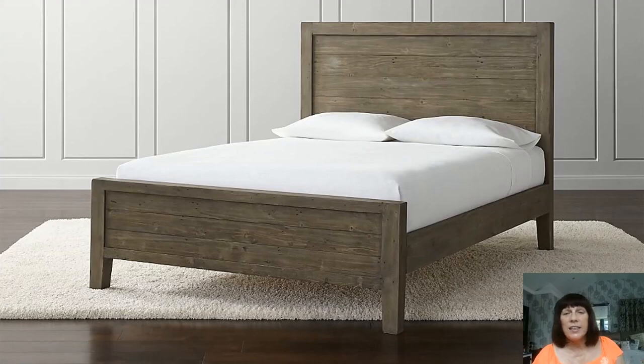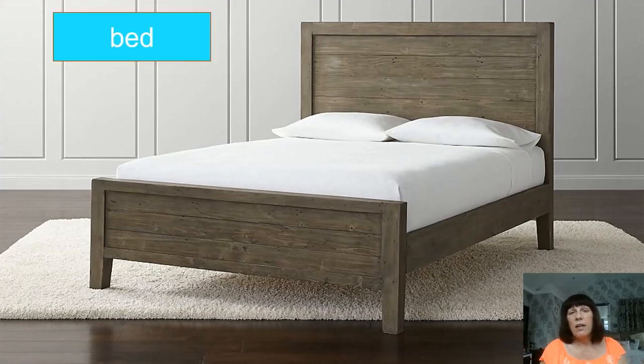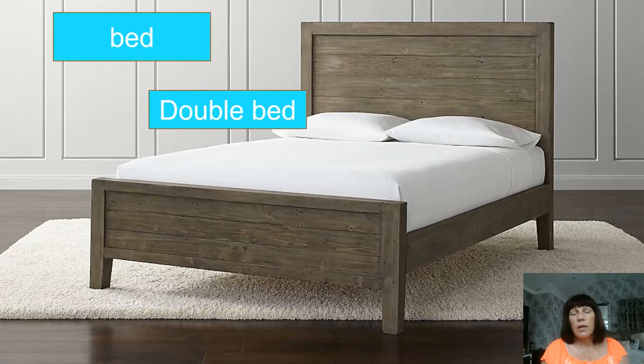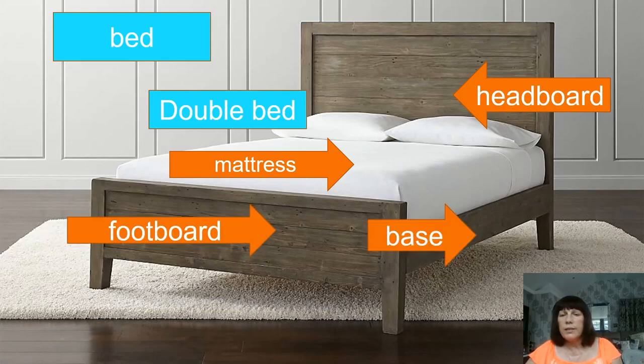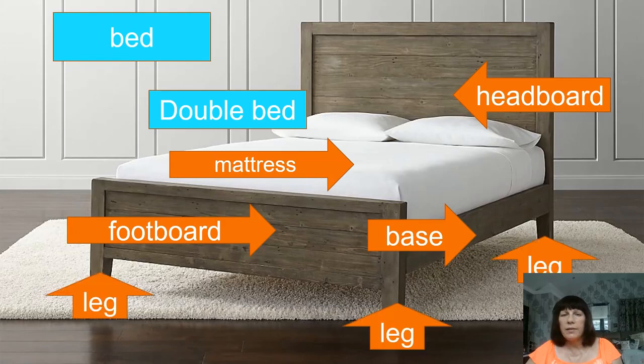Yes, that's easy. This is the bed. This is a double bed. We also have a single bed, and we have other sizes like king size and queen size, but this one is a double size, double bed. This is the headboard. This is the mattress. This is the footboard. And this is the base. And here are the legs.